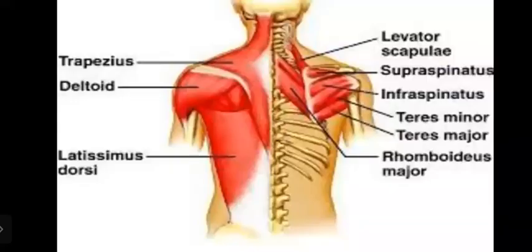So first, label them all. First we see that we have a trapezius, then we have our latissimus dorsi, then we have a levator scapulae, and then we have a rhomboid major and rhomboid minor.